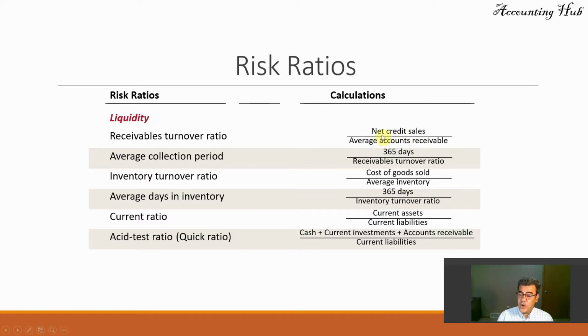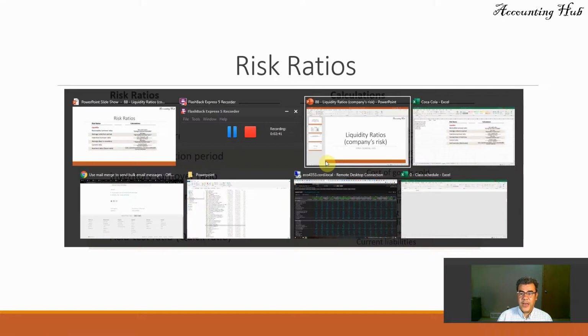And usually the companies don't disclose the credit sales. So if they don't, let's work with the net sales, because it's better to have not-so-accurate info than no info. Okay, so first of all, let's work with these first two ratios in our Excel file.